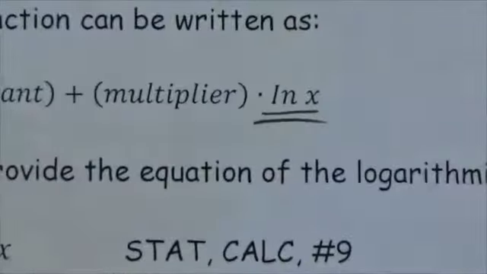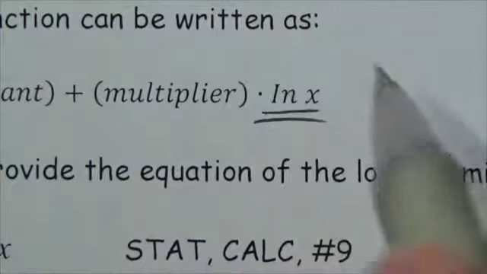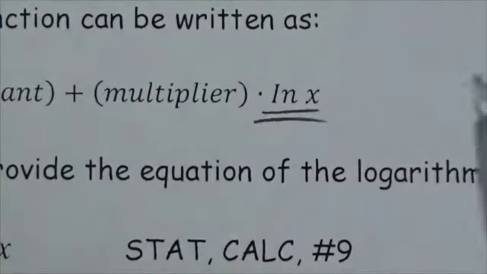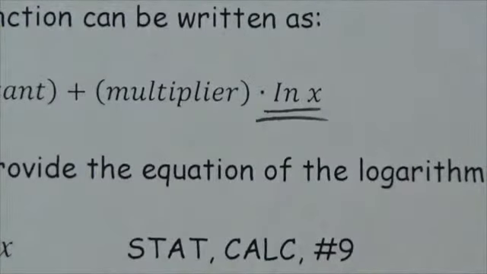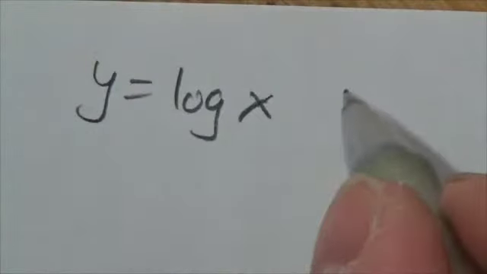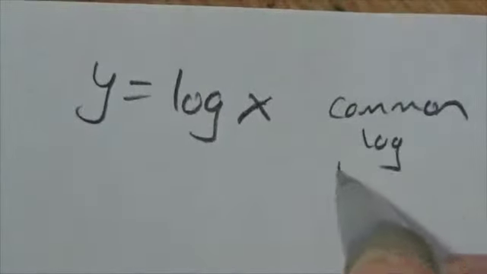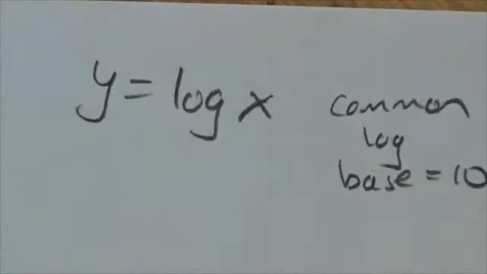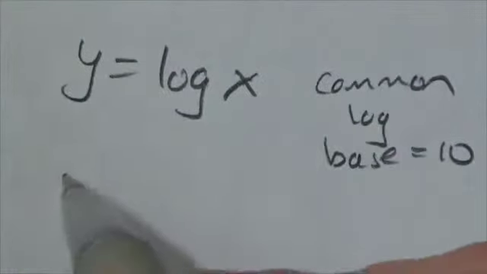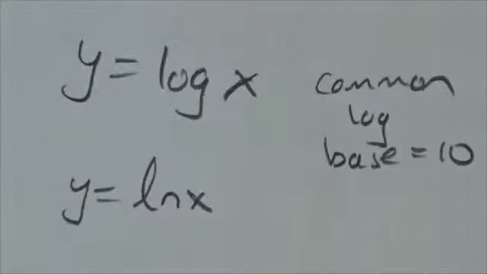Now let's zoom in on that. ln of x. That's supposed to be an ln of x there. Now, this is another type of logarithm. We got to be a little bit more specific here. So remember that if you've got y equals the log of x, we know that this is a common log. That's a common log. The base is 10. Now, if I write y equals ln of x, this is just another type of logarithm.